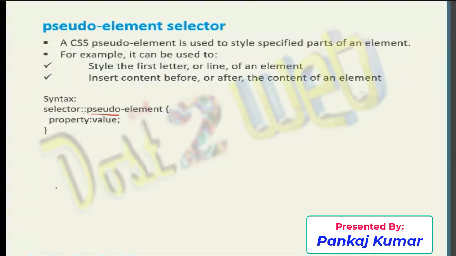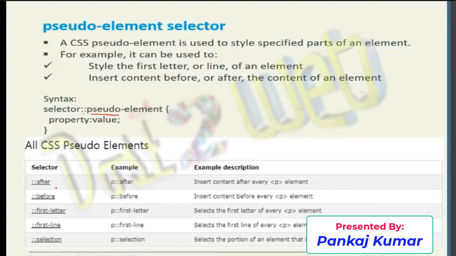This is the pseudo element selector, and a few selectors in pseudo element are double colon after, before, first letter, first line, and selection. That means if I want only the first line to be capital, or the first letter to have some styling, some color, some effect, then you use this double colon, after or before, however you want, and you can insert accordingly. So paragraph tag after means any content after every paragraph element can be defined accordingly. This is your pseudo element selector.